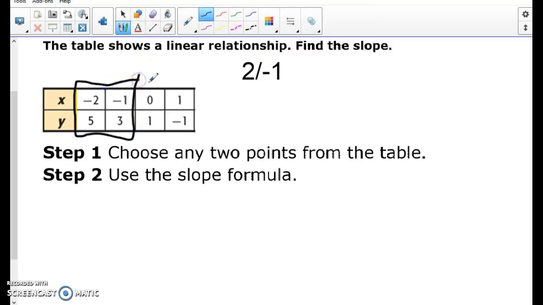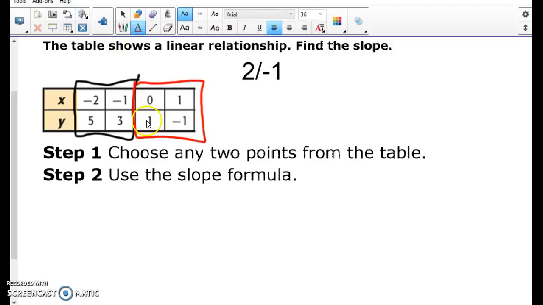What happens if I pick these next ones over here? I'll still get the same answer. So let's do that math. So I end up with 1 minus negative 1, so 1 plus 1, which is 2, over 0 minus 1, which is negative 1. So no matter what, I end up with 2 over negative 1.